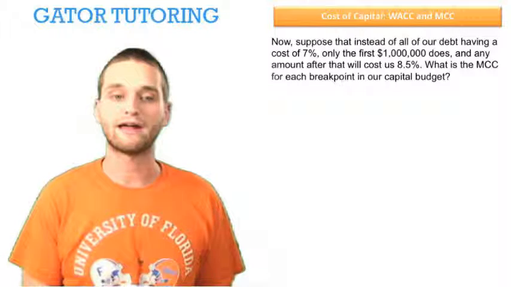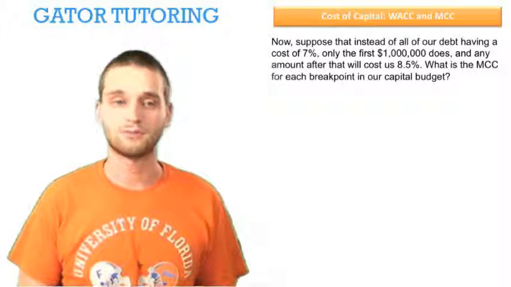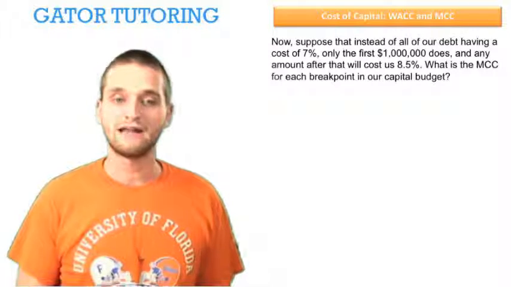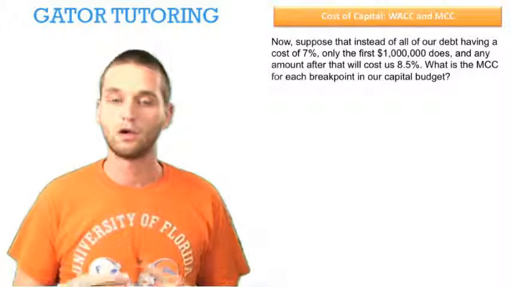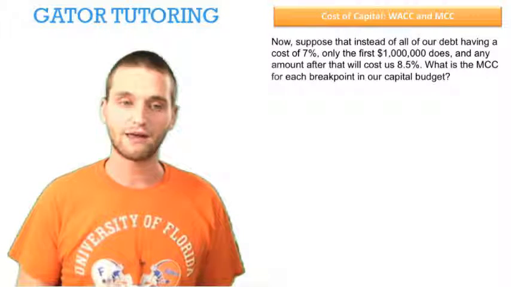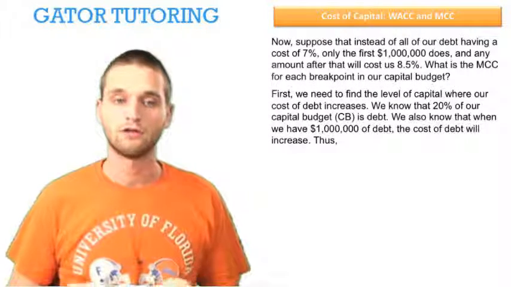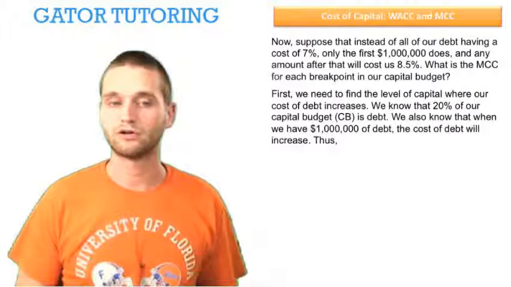Now, suppose that instead of all of our debt having a cost of 7%, like we found in the previous problem, only the first $1 million does, and any amount after that will cost us 8.5%. What is the marginal cost of capital for each breakpoint in our capital budget? First, we need to find the level of capital where our cost of debt increases.